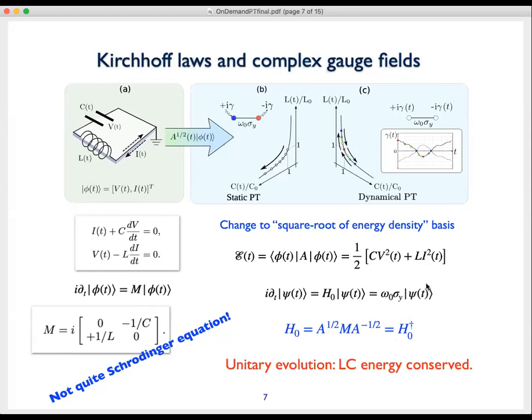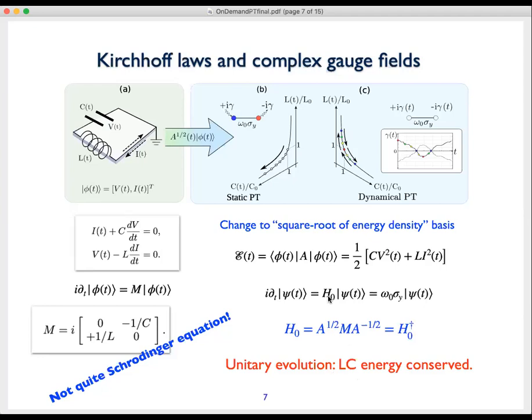And so in this formalism, the unitary evolution just says that the LC energy is conserved. So nothing new here. It's a restatement that the state norm is conserved, but I have defined the state such that its norm is the energy in the circuit. Now I want to do something different.